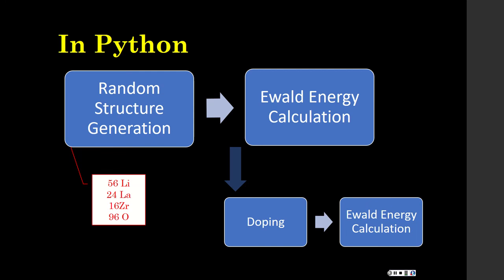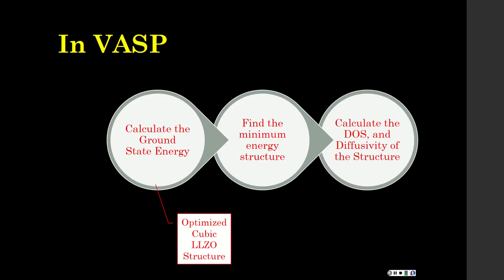After that, I have done the doping. In the case of doping, I want to place 1 aluminum in 56 sites. At which site should I place my aluminum? That's a big question. So I have placed the aluminum in each of the 56 sites, and I have done the same Ewald energy calculation for the 56 structures, then sorting, and then geometry optimization, so that I can get the structure having minimum Ewald energy and minimum ground state energy. That's what I have done so far in Python. After Python, the next part is the main thing, the VASP simulation. In VASP simulation, the things are pretty simple.